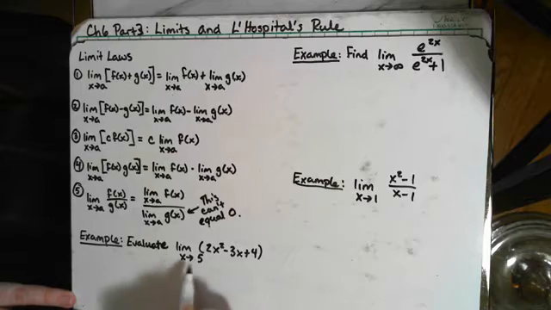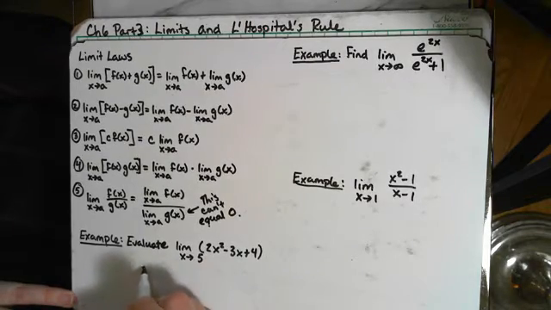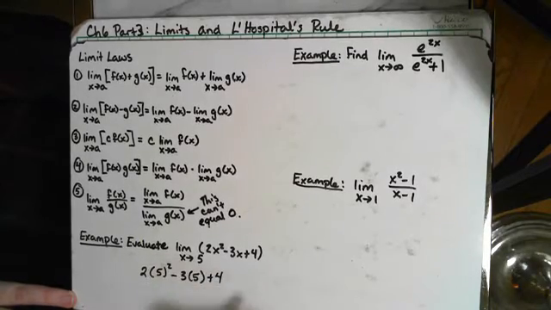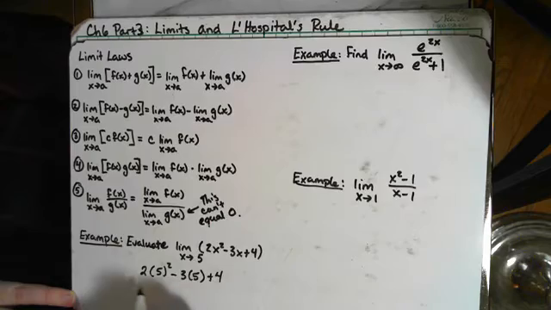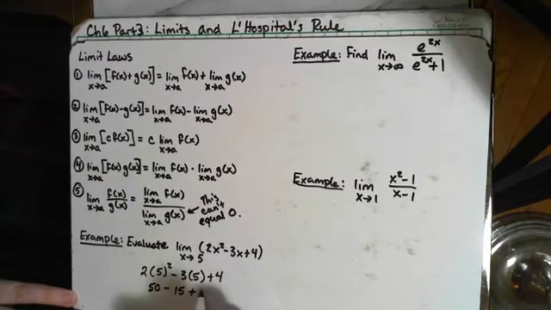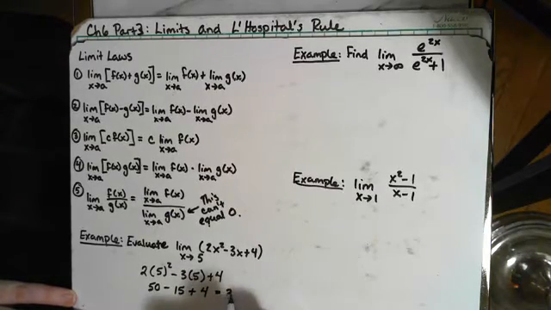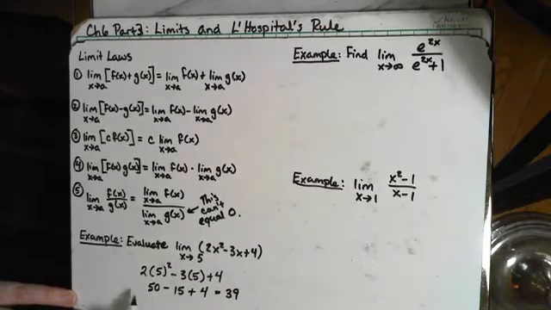So we can substitute right in that 5, and I get 2 times 5 squared minus 3 times 5 plus 4. To find that limit, I would just evaluate this. This becomes 50 minus 15 plus 4. So that becomes, I believe, 39. 50 minus 15 is 35, plus 4 is 39, yes.